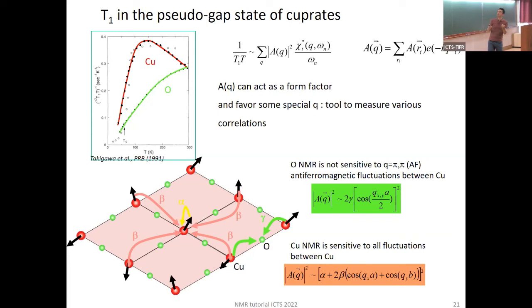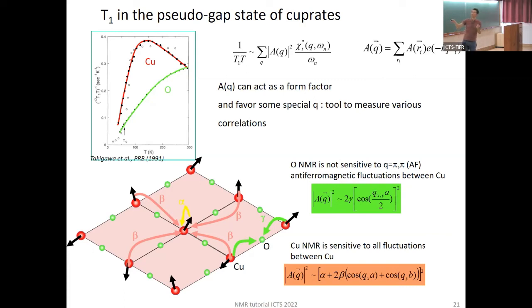On the oxygen site, it's different because the electrons don't live so much on the oxygen. So what you see is you are coupled to two coppers on both sides symmetrically. And so the Fourier transform of this guy looks like that.